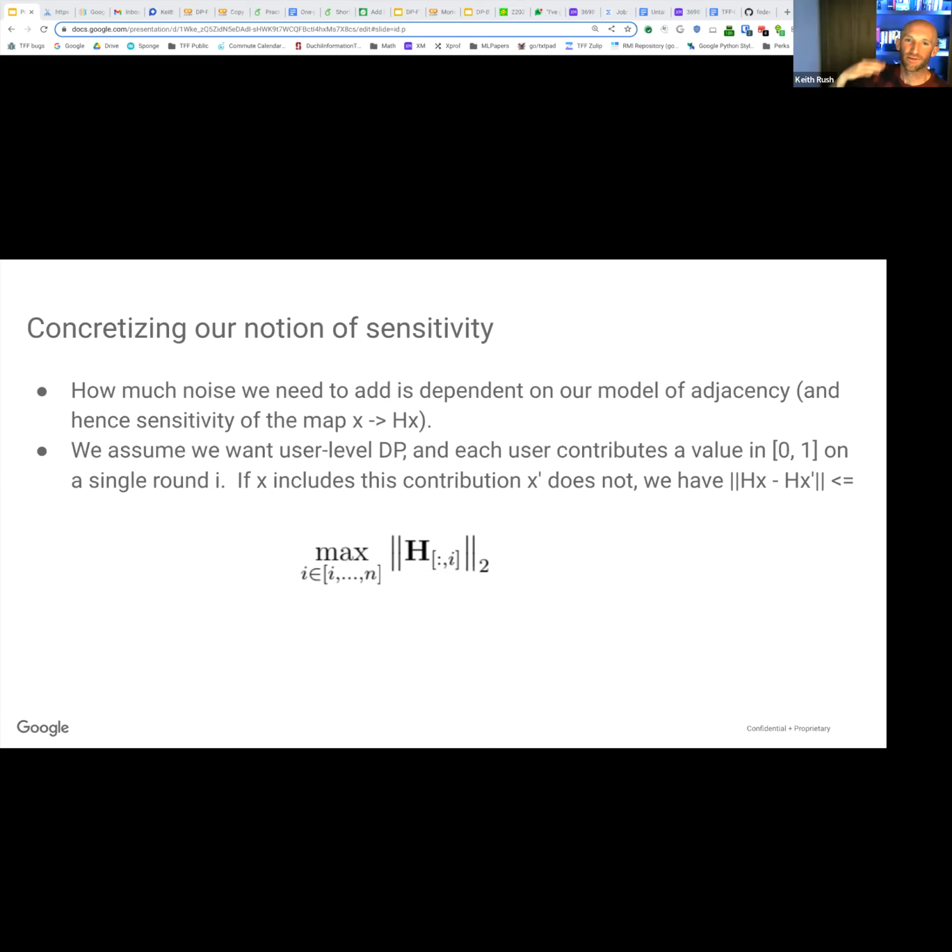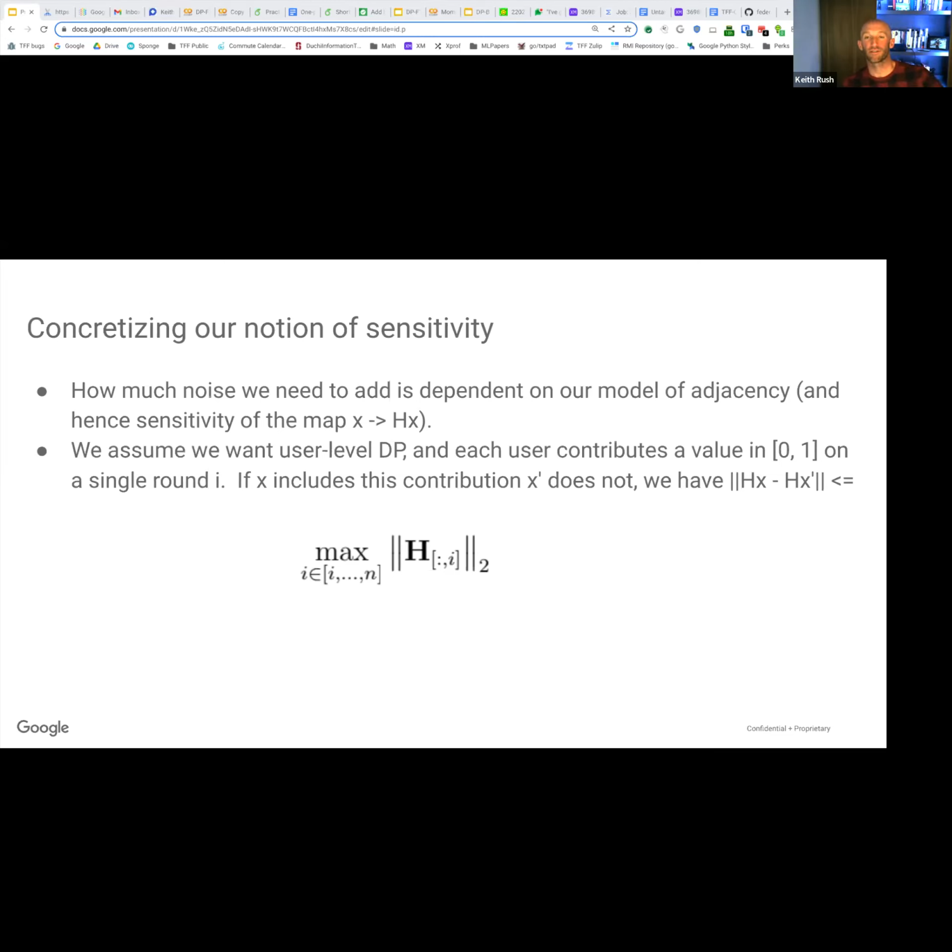Each user contributes a value within the range 0 to 1. So that's essentially your clip that you're going to have to do for every client. It's a single pass algorithm, a single round. If X includes some contribution and X prime does not, this is our notion of neighboring databases. We can bound the sensitivity of this map X to HX in terms of this quantity. And this isn't just a bound. This is literally what the sensitivity is, because you can construct a vector that's like 1 in the appropriate entry.